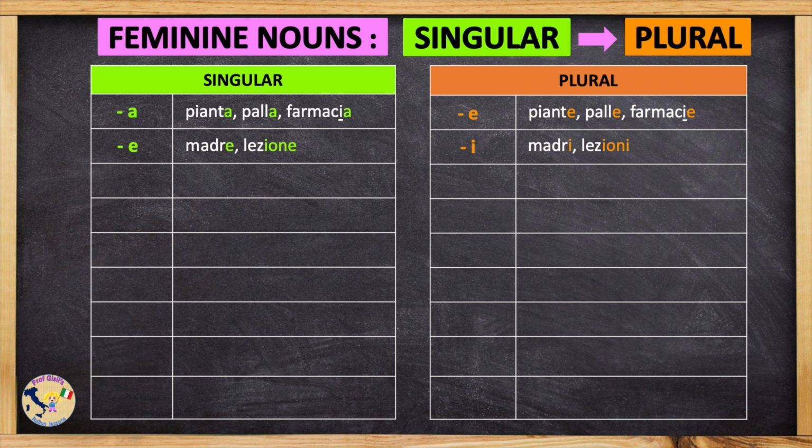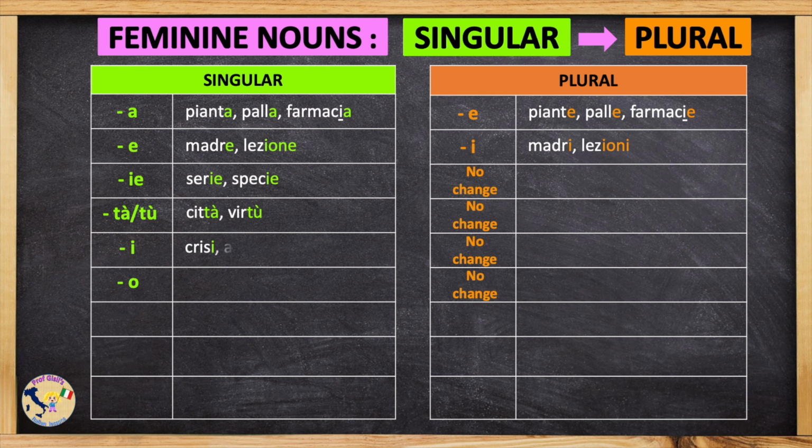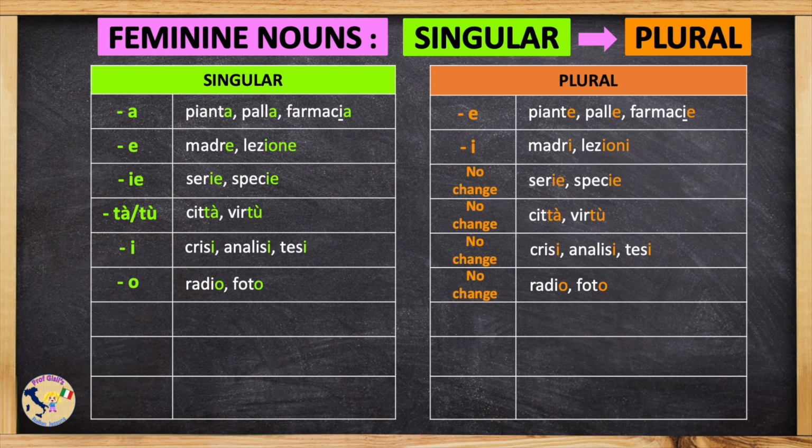Italian feminine nouns ending in ie, in accented ta or tu, in I or in o, do not change in the plural. So words like serie, specie, città, virtù, crisi, analisi, tesi, radio, foto maintain the same form in the plural. Feminine nouns ending in ca or ga in the singular end in che or ghe in the plural. So amica and alga become amiche and alghe in the plural.